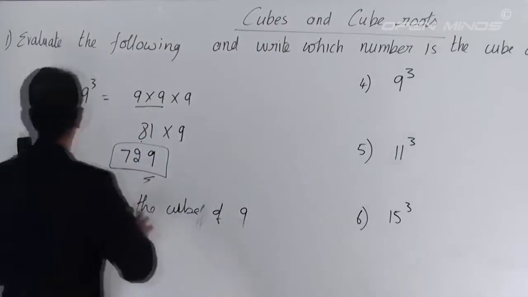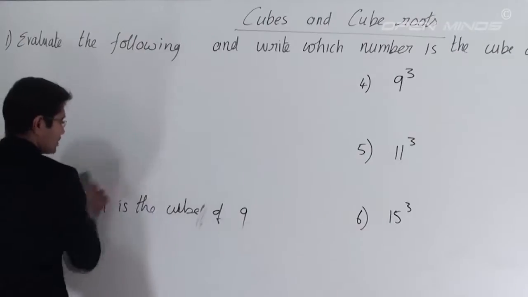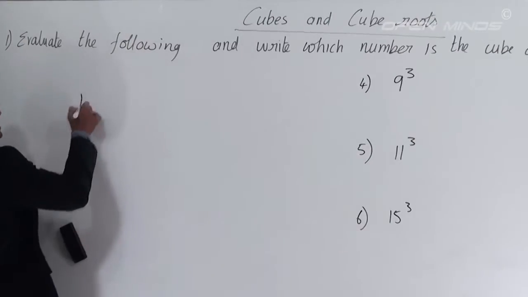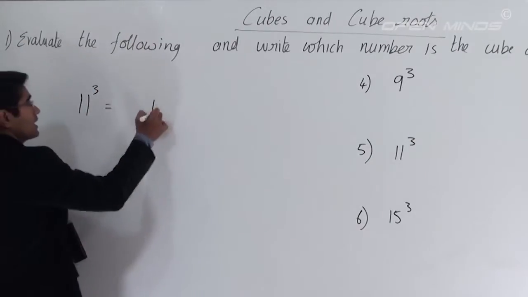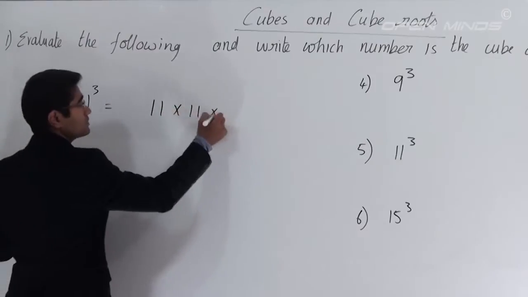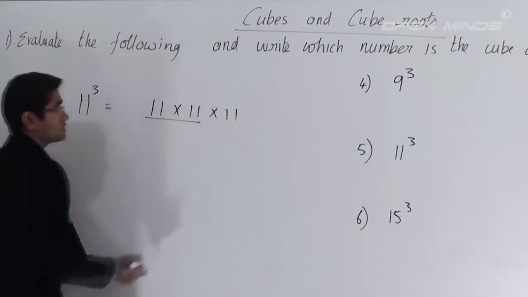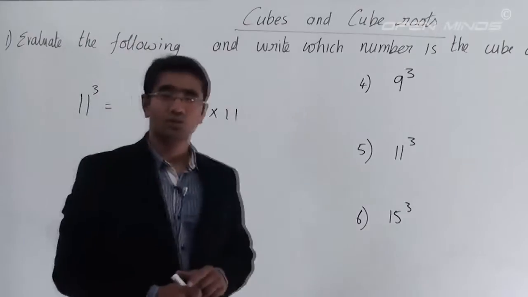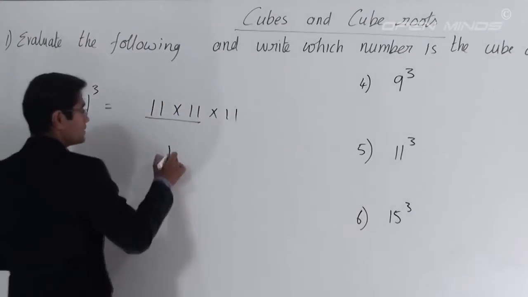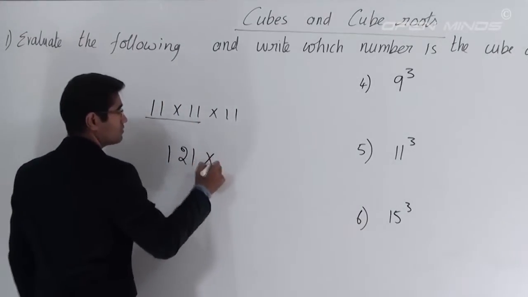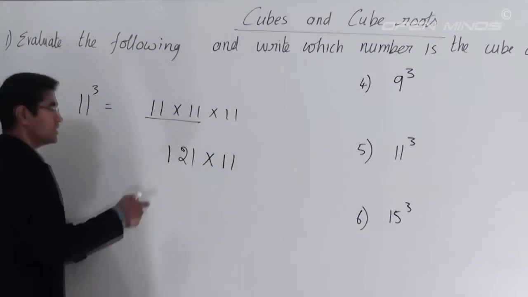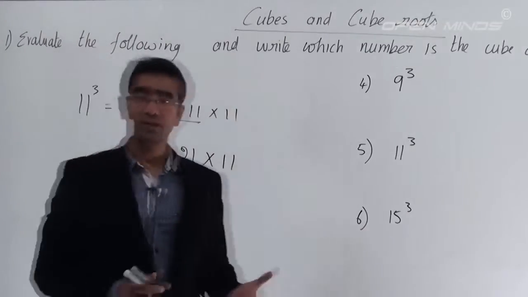Okay, let's do the next problem here. It talks about 11 cube. So when I write 11 cube, I can also write 11 times 11 times 11. Let's multiply these two. We know 11 times 11 is 121. Squares are easy. So 121, we're done with this. Now we need to multiply this with another 11 to get the cube of 11.